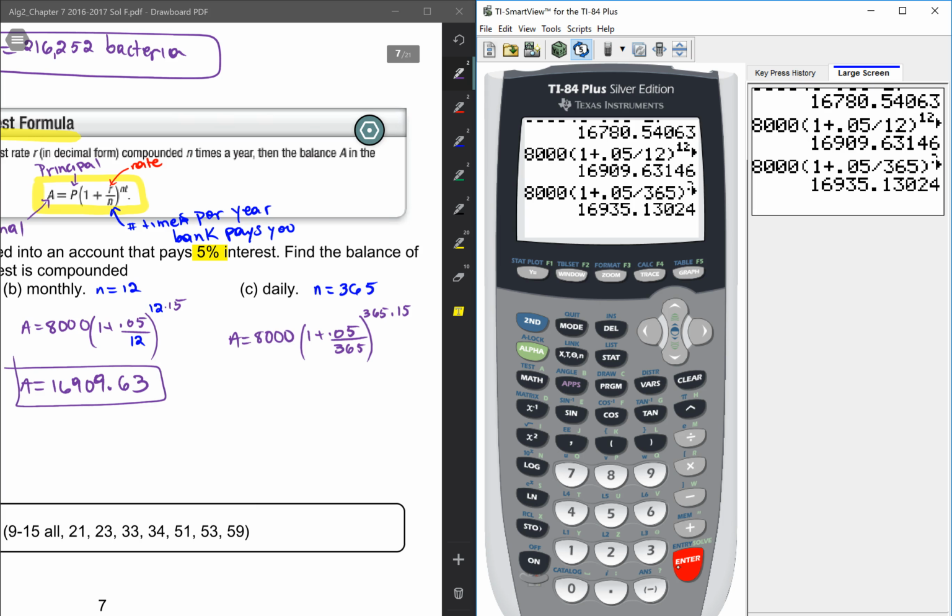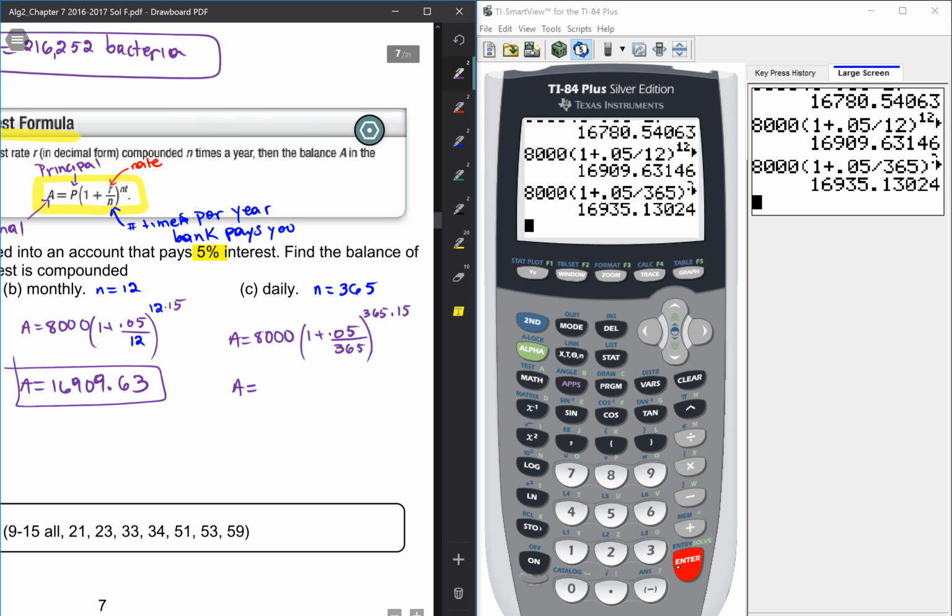Oh my goodness. Look at that. Over the 15 years, rather than making 909, it's now 935. So it's like 26 extra dollars. $16,935.13. So there we go.